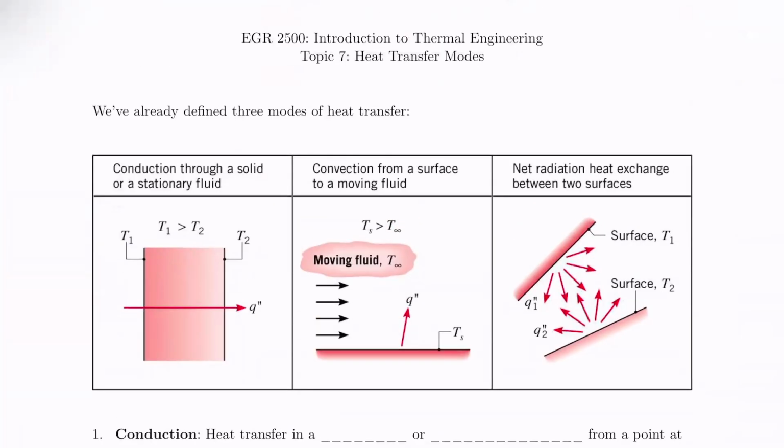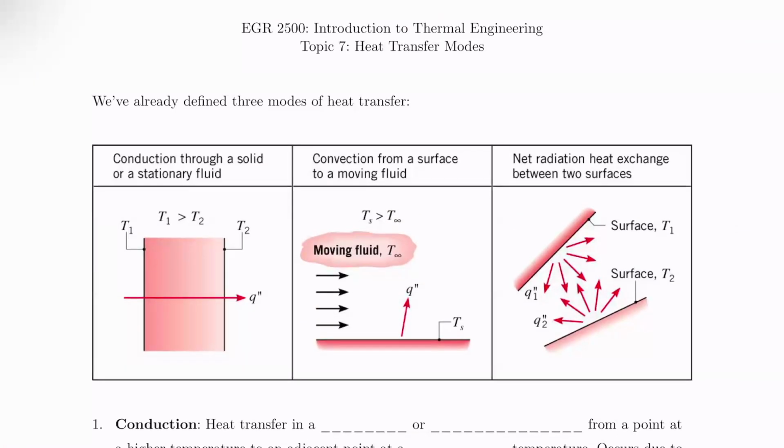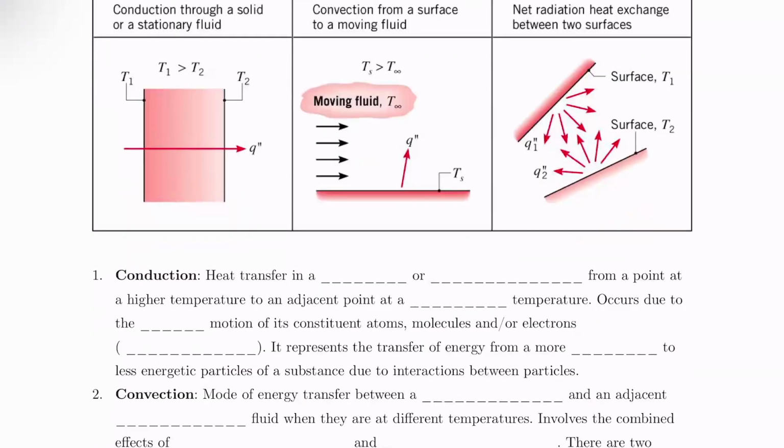So this first unit is going to be a high-level summary of the different modes of heat transfer and some governing equations that we will use for all three. And we already defined the three modes of heat transfer in the very beginning of class, many moons ago. So we essentially have three different modes of heat transfer: conduction, convection, and radiation.